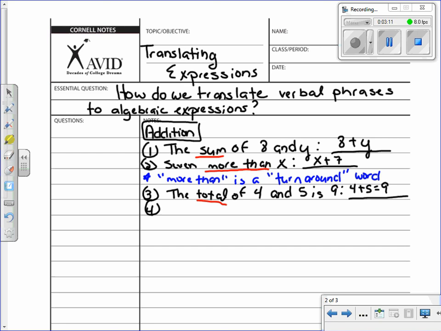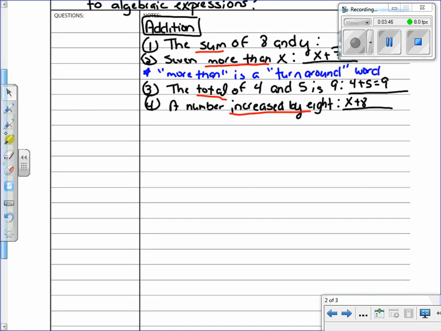Example 4. A number increased by 8. That translates to x plus 8. The key word here is increased by. The next operation is subtraction.